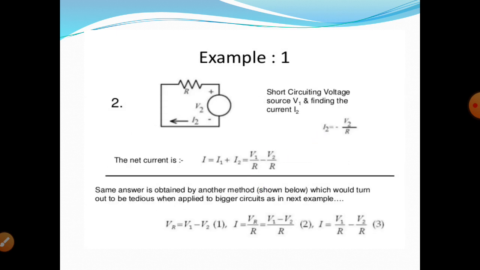Step 2: short circuit the voltage source V1 and find the value of current I2 using Ohm's law. I2 is equal to minus V2 by R. In this circuit, the minus sign denotes the opposite direction of voltage and current flow. The flow of current and voltage are dissimilar, so we take the negative value.